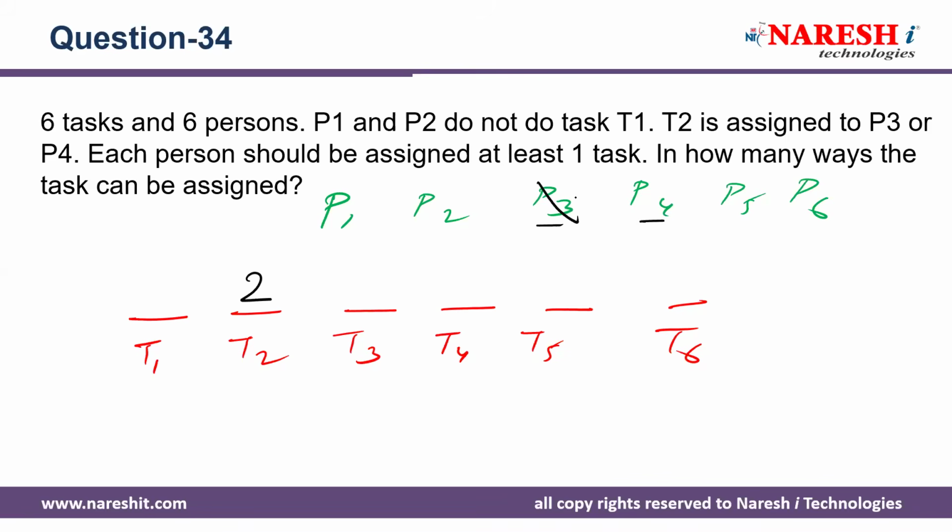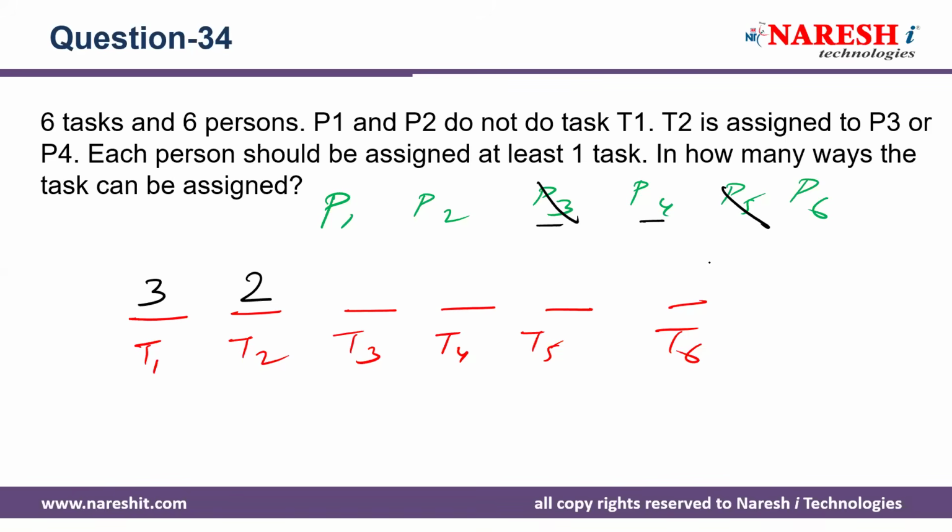How many people remaining? P1, P2, P4, P5, P6. And they told that T1 cannot be given to P1 and P2. Task 1 cannot be given to P1 and P2. Who are remaining? P4, P5, P6. Three options. Let us remove one more.